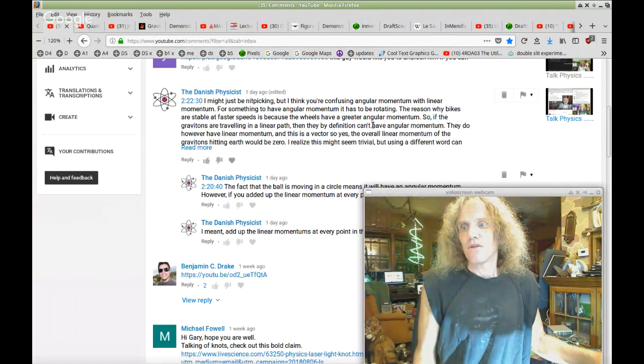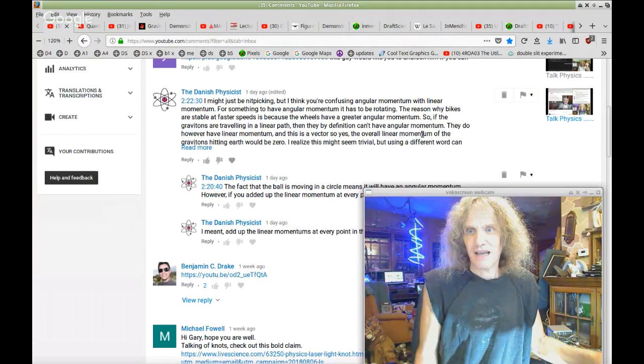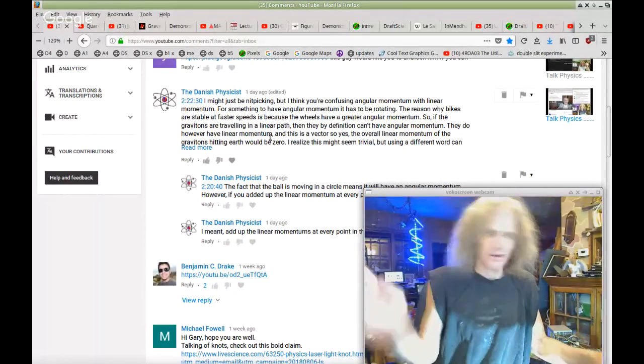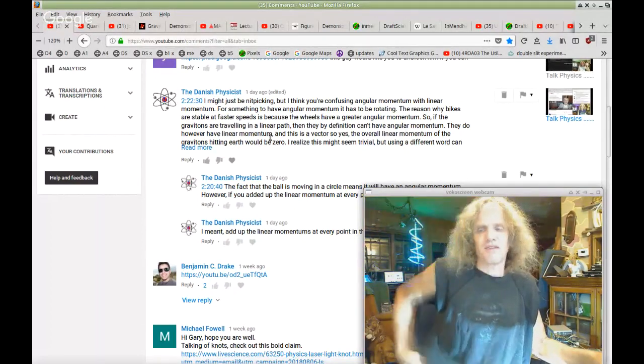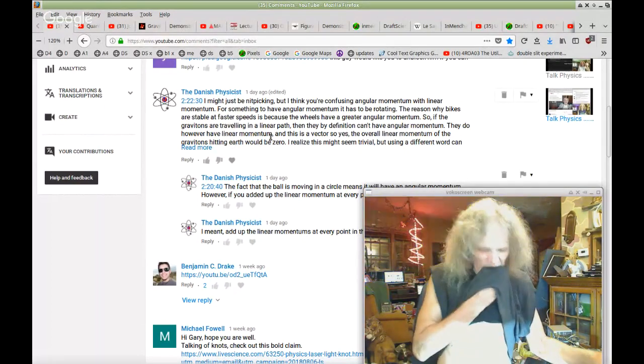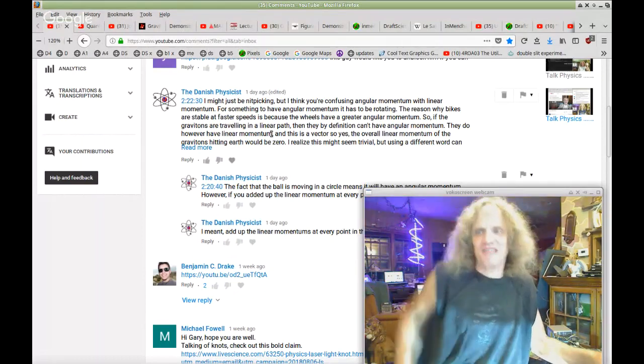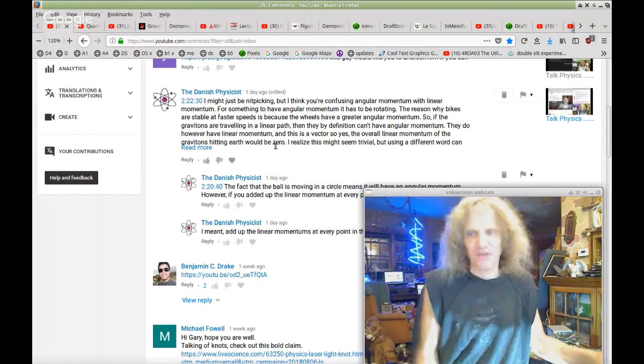All right, so if the graviton is kind of, then by definition it can't have angular momentum. Well, screw you. They do, however, have linear momentum. So again, I've never even heard somebody say linear momentum. I'm sorry, it just doesn't sound good. And this is a vector. So yes, well, they're all vectors.